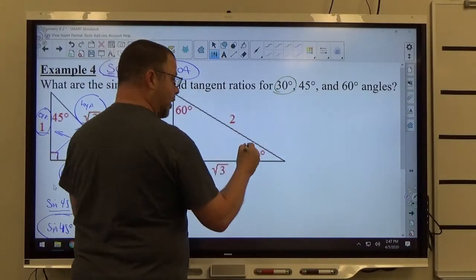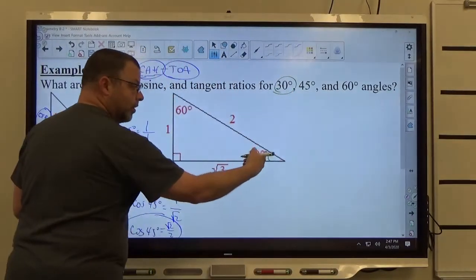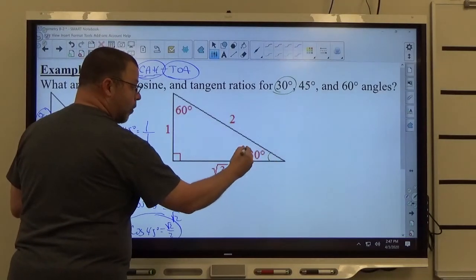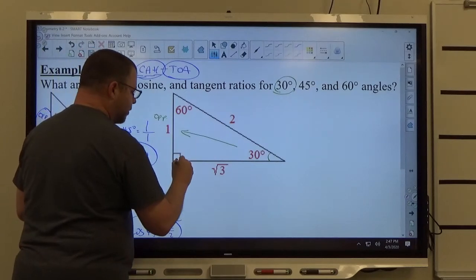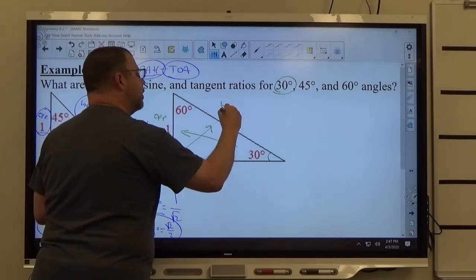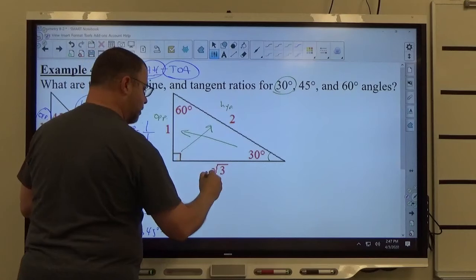If we move on to the 30-degree angle. Okay, so a 30-degree angle, I'm going to identify the opposite side. So this is the acute angle I care about. I go across the triangle, that's opposite. I go across from the right angle, that's hypotenuse. And the other side would have to be the adjacent.